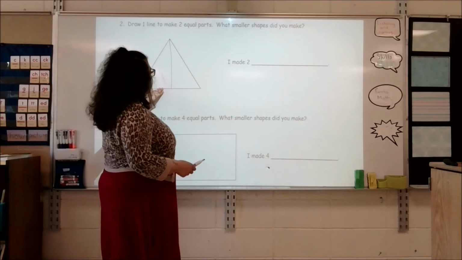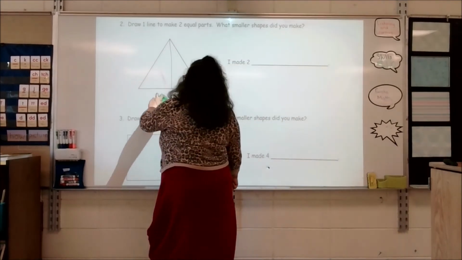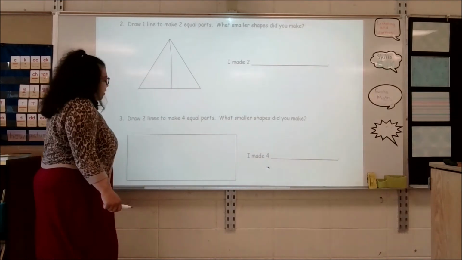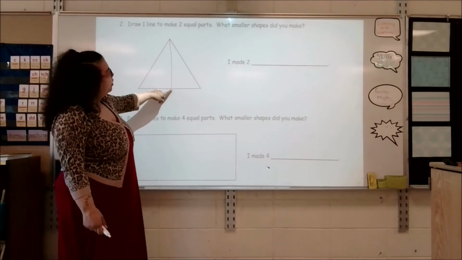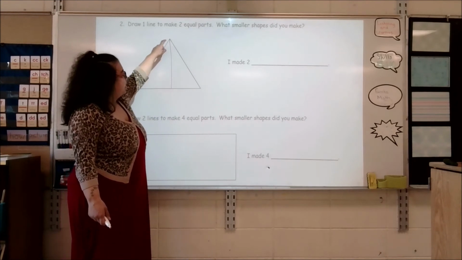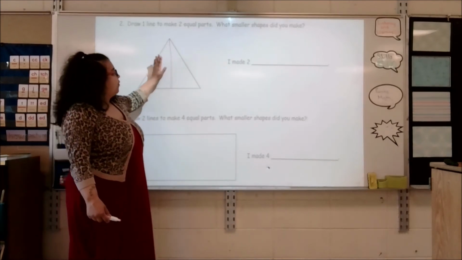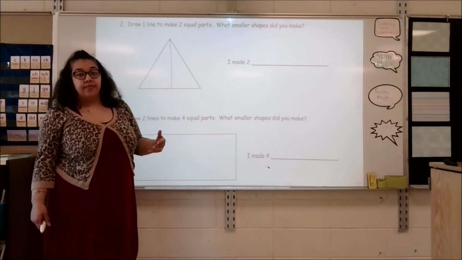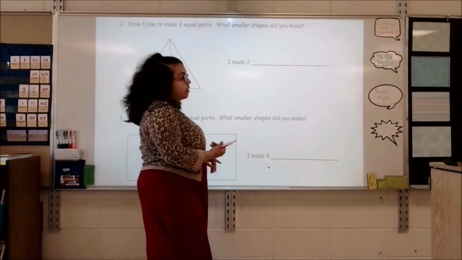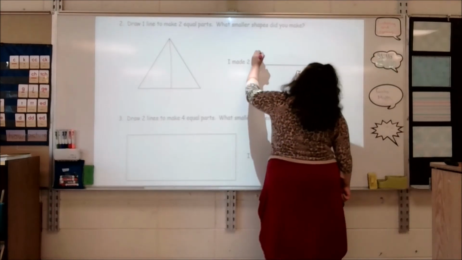It does. Now, what I will tell you is my line is not perfectly straight, but for the sake of trying our best, this works. Okay, guys? So if your line is not perfectly straight, it's okay. Now, what I want you to see with this triangle is I could have gone from any corner and split the side across from it, and I would have made 2 what? If I look at just one of these pieces, what shape is it? Triangles. I made 2 triangles. Good.